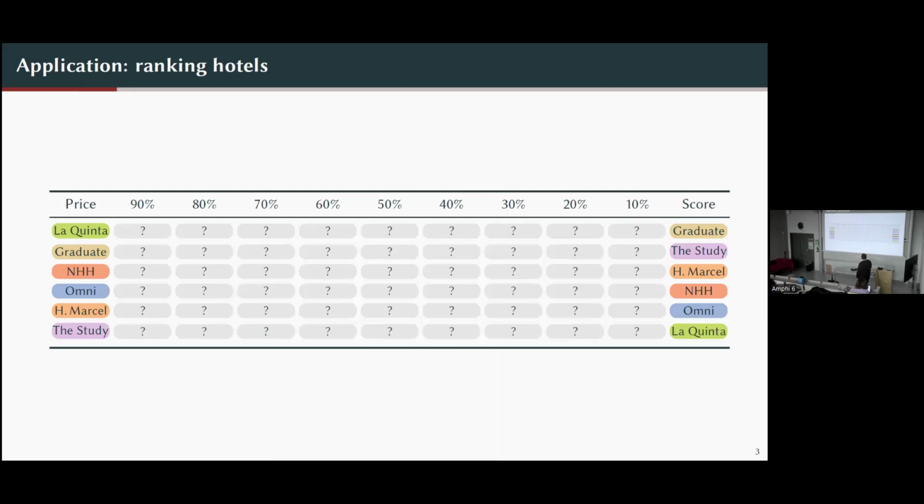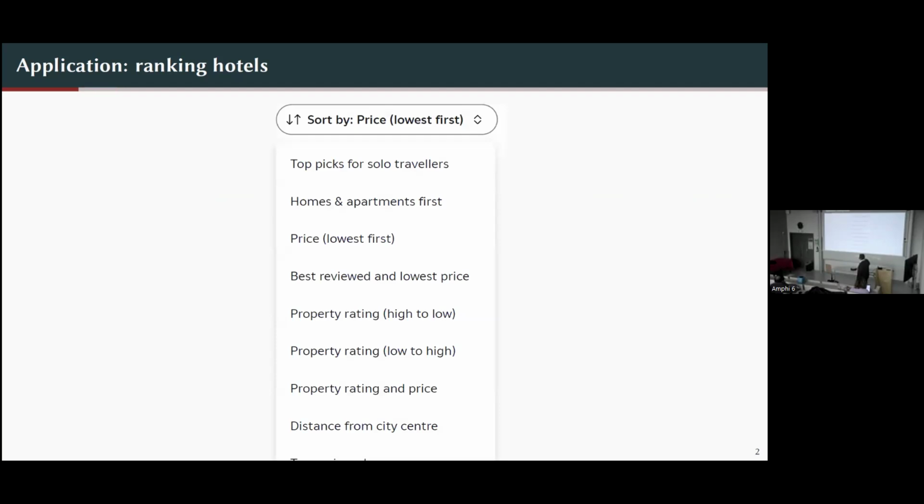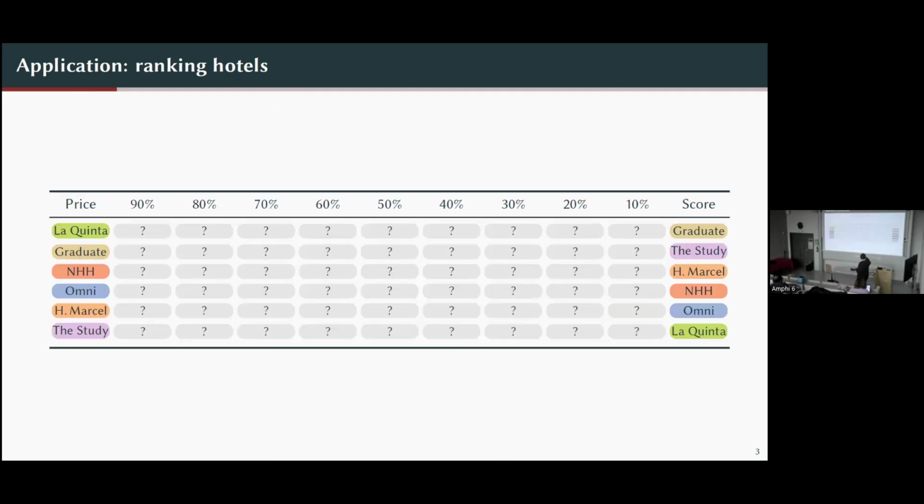Okay, so indeed, you could take a bunch of hotels. These are actually hotels. This was presented at the EC conference this summer in Yale in the US. And these were actually the hotels that were available when I searched for where to stay during the conference. And this is then ranked by price. The La Quinta was the cheapest one. The Study was the most expensive one. And so this is the best hotel. But if you rank them by score, then the cheapest one is actually the worst one. Okay, and so if you're clicking on this best reviewed and lowest price, then we'd expect some sort of aggregation of these 2 rankings.